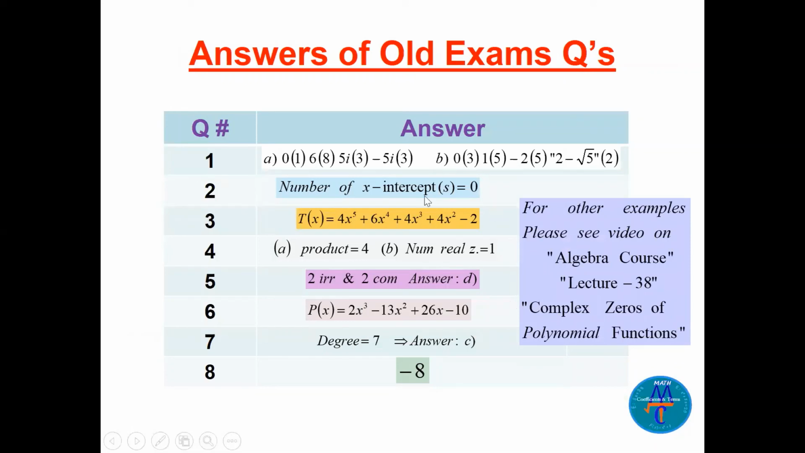Now these are the answers of these 8 questions. For other examples, similar examples and many examples, you can go and check the video on Algebra Course, Lecture 38, complex zeros of polynomial functions.